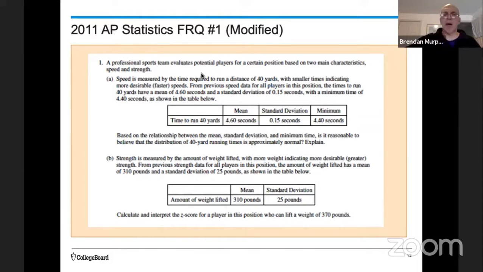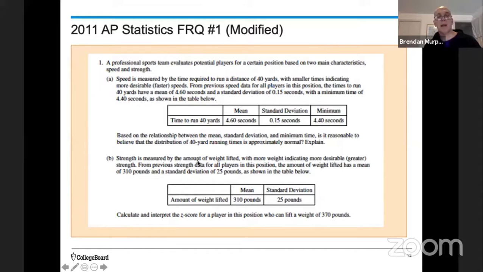We asked students to come up with some Z-scores in Part A. Someone's running the 40-yard dash, and we want to know what's the probability that they ran less than 4.4 seconds. And then in Part B, they were lifting some weight, and we wanted to know what was the probability that they lifted over 370 pounds. So let's do Part B real quick. I think I can squeeze it in.